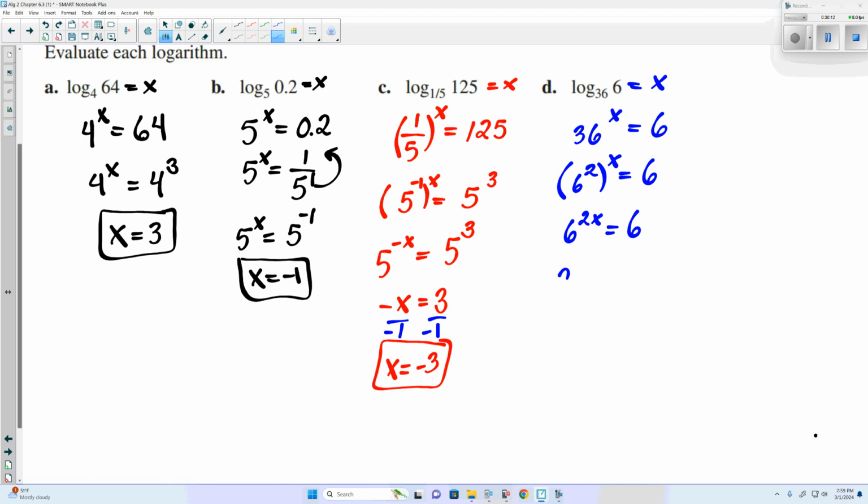Well, our one side is 2x. What's our other exponent? 1. Because even though it's not written, it's understood to be 1, yes? What do we need to do to solve for x? Divide both sides by 2, telling us x is 1/2.